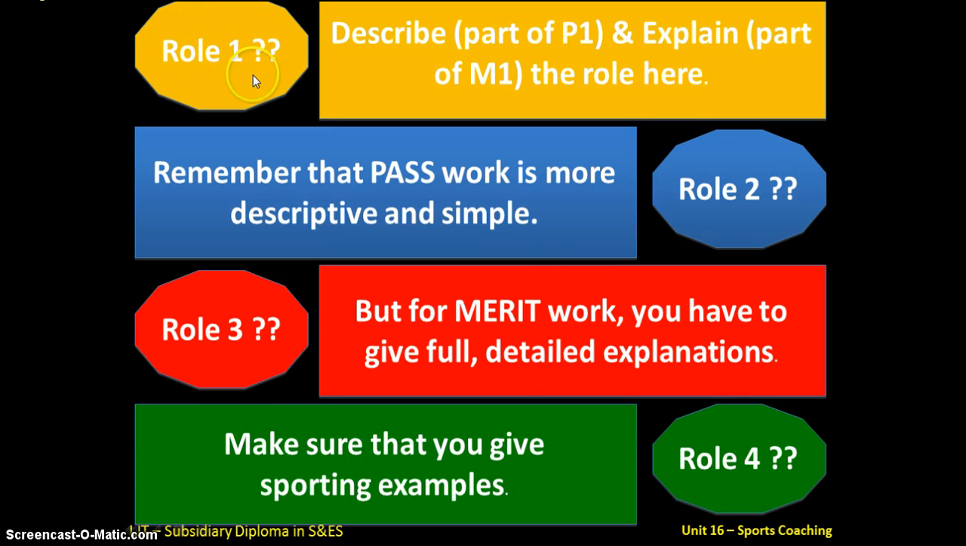You will basically need to write 1 role there. So you might say friend, and then in this box you describe and explain it. If you just do superficial descriptions, you'll get a pass. If you can explain what you think about this role in relation to different sports, you'll be looking at more merit level. So pass is more descriptive, merit has more explanations and more examples, and make sure you give sporting examples, really important. So I'm looking at role 1, role 2, role 3, role 4.